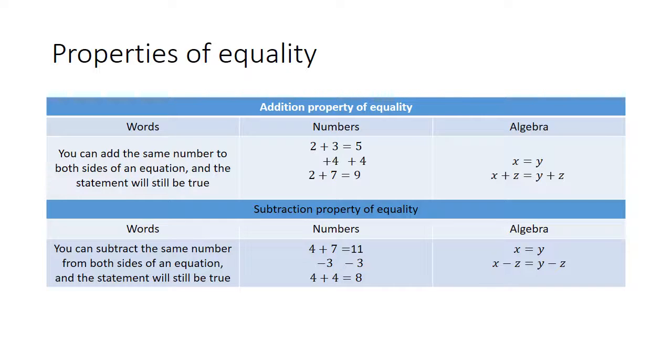So right here, we have 2 plus 3 equals 5. If we add a 4 to both sides of our equation, we would have 2 plus 7 equals 9. It's still true. So for numbers, it also works for algebra. So if you have x equals y, if you add z to both of them, it's still a true statement. And the same thing for subtraction. Say 4 plus 7 equals 11. If we take 3 away from both sides, we'd have 4 plus 4 equals 8. Still a true statement. So the properties of equality are what algebra is hinged on.